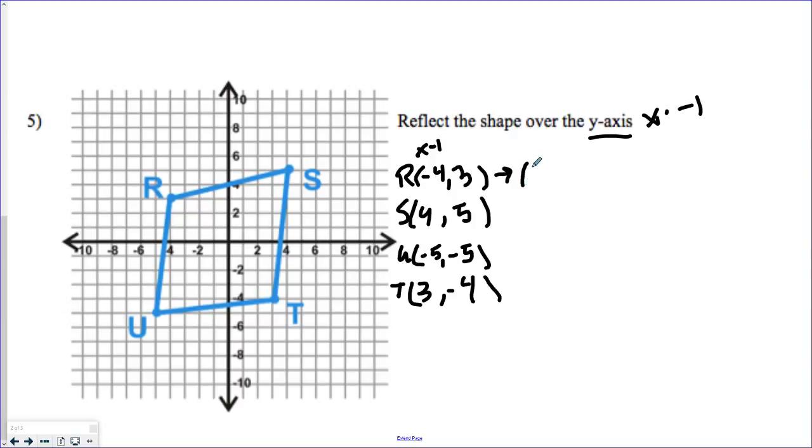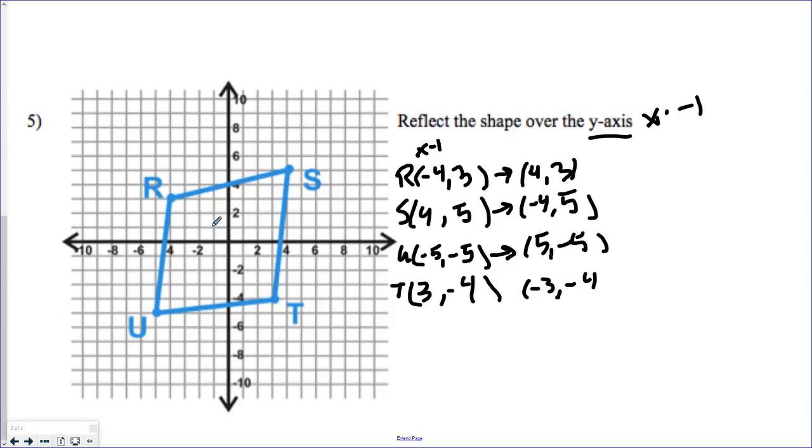So -4 times -1 is +4, 3. 4 times -1 is -4, 5. -5 times -1 is 5, -5. And this would be -3, -4.